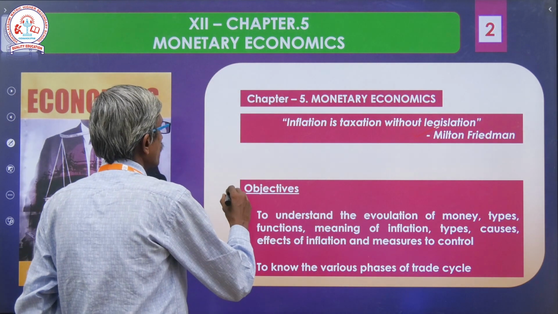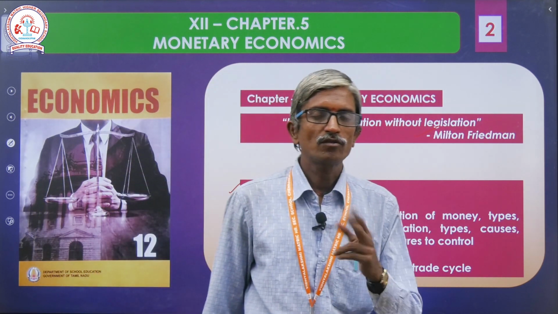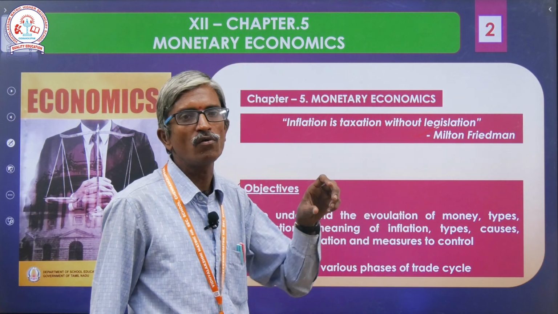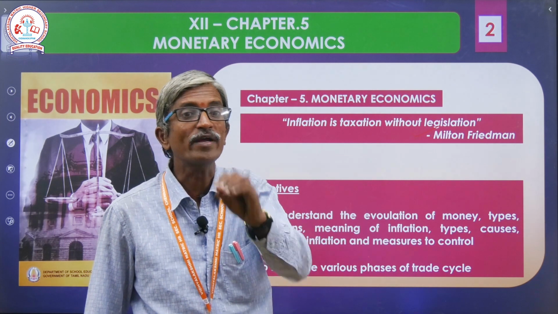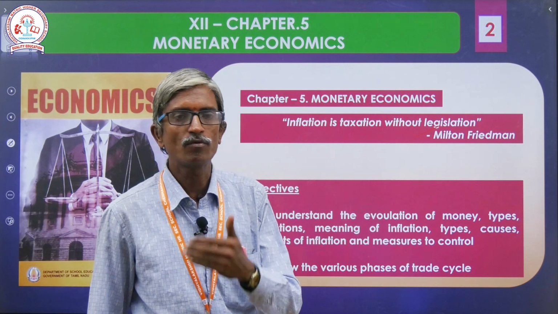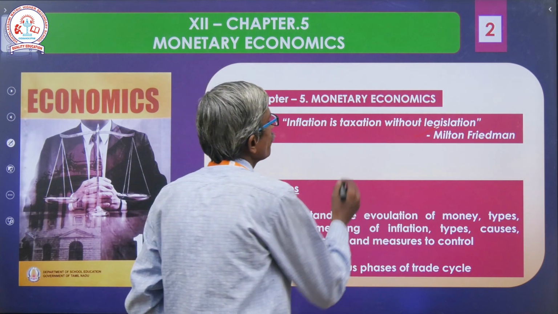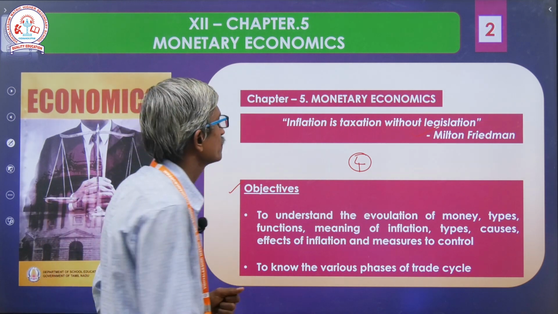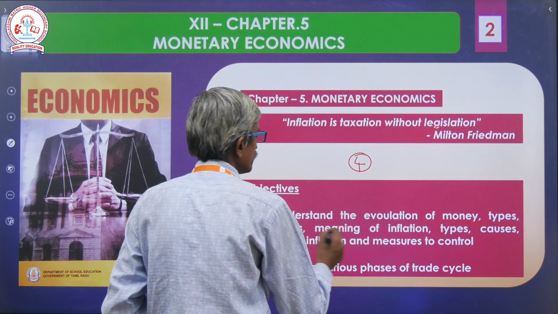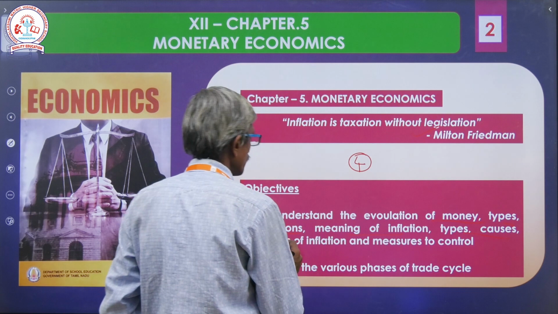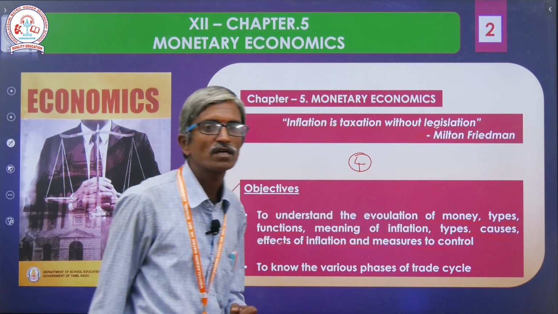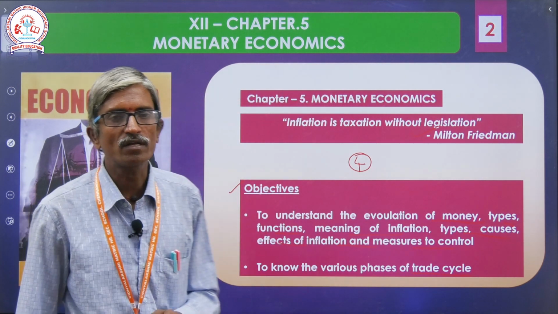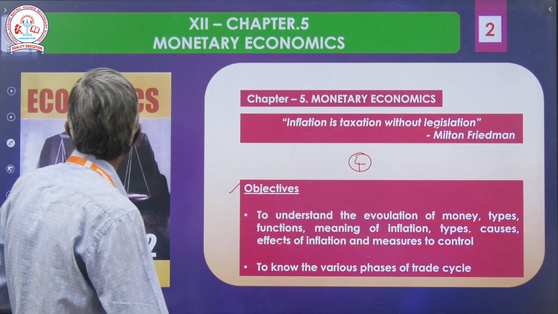Then learning objectives, as usual. There are 2 important objectives. Purposely we are going through these objectives, which carry the 5 marks available in our textbook, the textual questions. There are 4 important 5 marks, and all 4 are listed in the objectives: evolution of money, types, functions, meaning of inflation, types, causes, effects of inflation and measures to control. Then the next one, to know the various phases of trade cycle. This particular topic is very important. Let me see it in the next part.